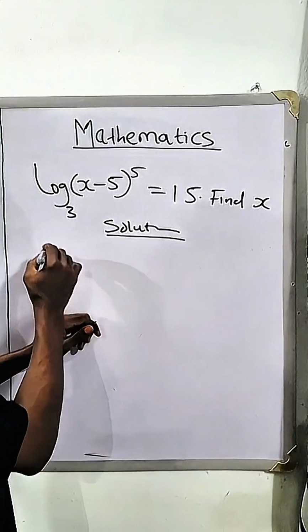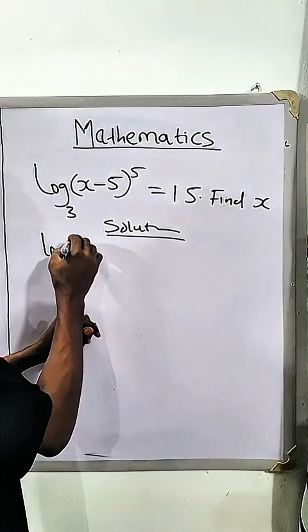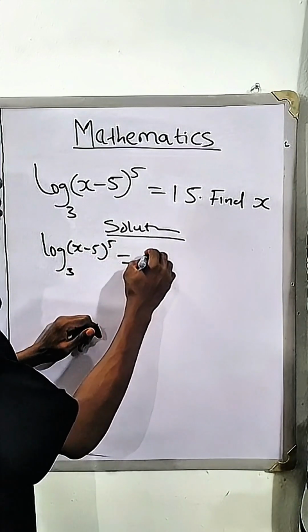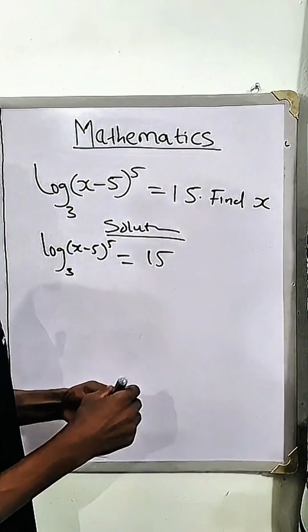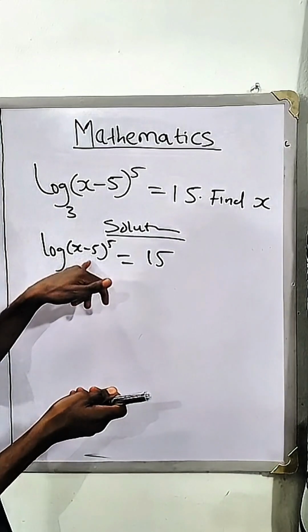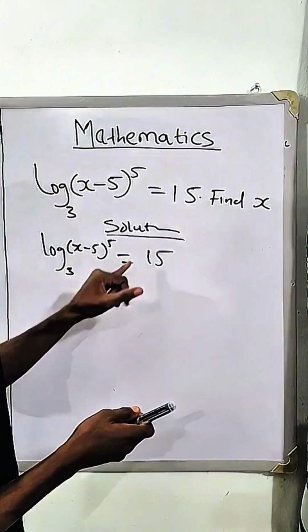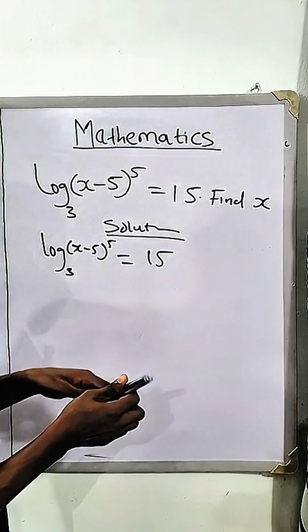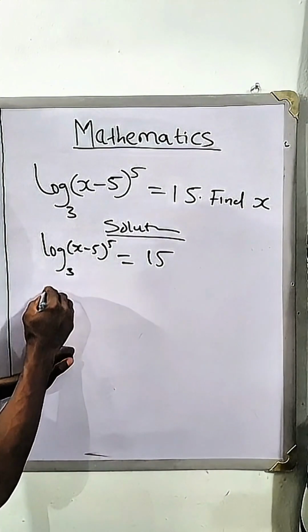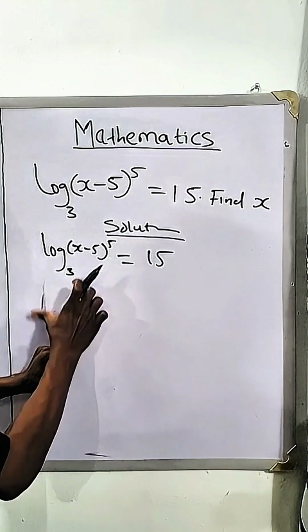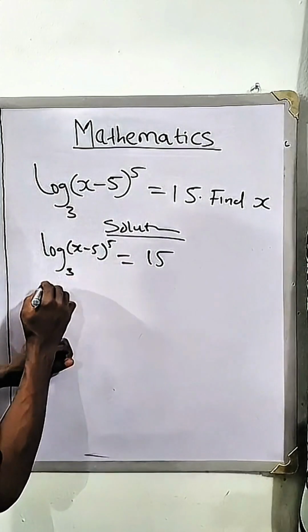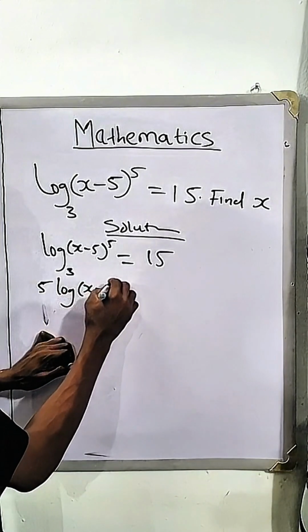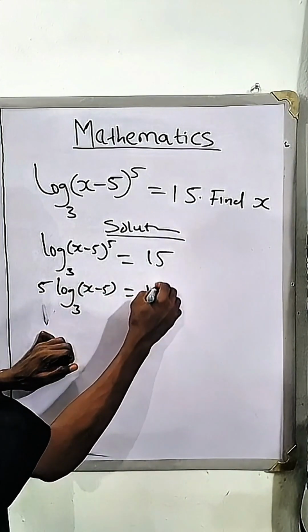I'll write it down again. I'll write log of (x minus 5) raised to the power of 5, in base 3, equals 15. Now remember, if a log is raised to another power, what do we do? We take the power behind. It will be multiplying the log. So we are transferring this power to the back. That is 5 log (x minus 5) base 3 equals 15.